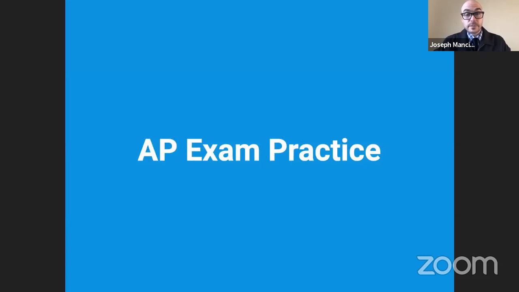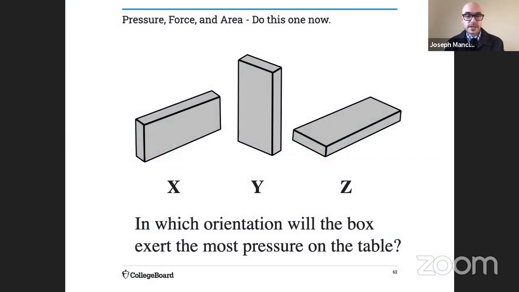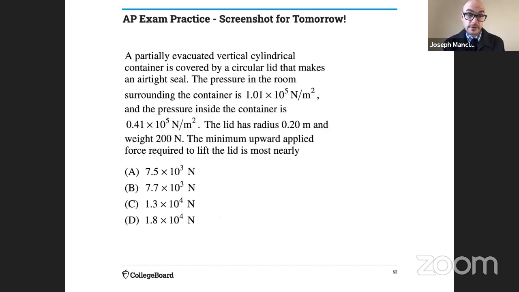So here comes some practice questions for those of you getting ready for the AP Physics 2 exam. In which orientation will the box exert the most pressure on the table? I think this is one that we can discuss right now. In which orientation will the box exert the most pressure? I hope you're all thinking orientation Y. I know that's what I'm thinking. This one you should take a screenshot of. Grab a screenshot. We'll start with it tomorrow.